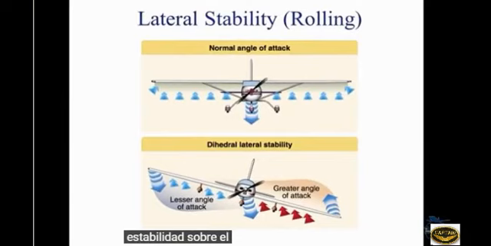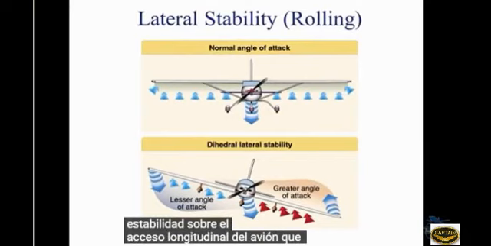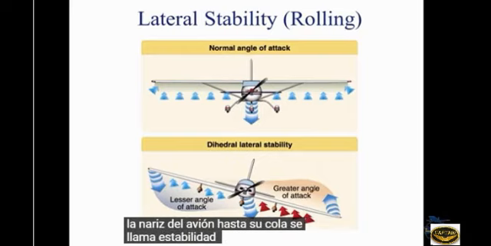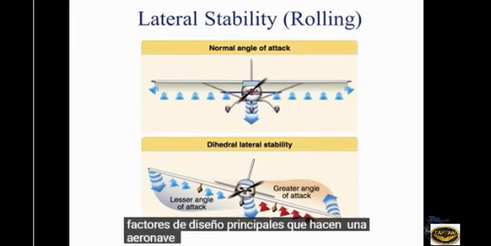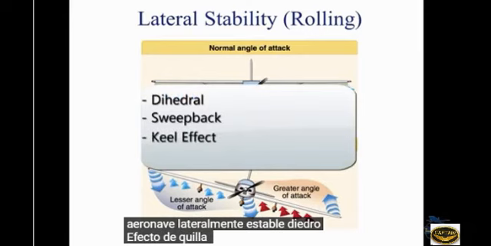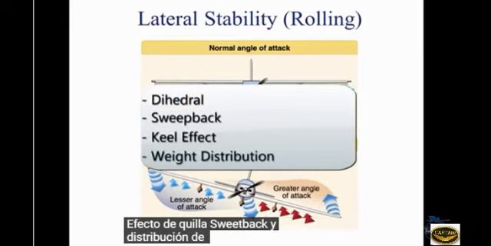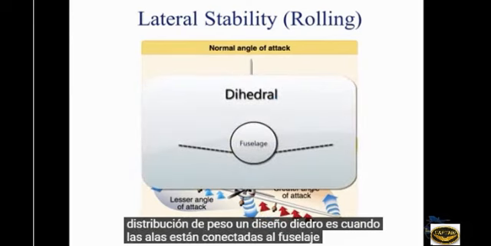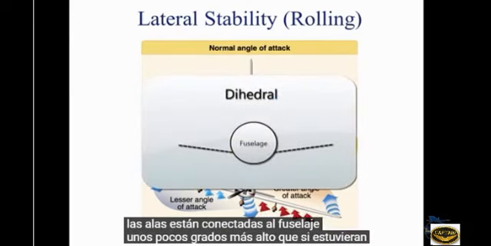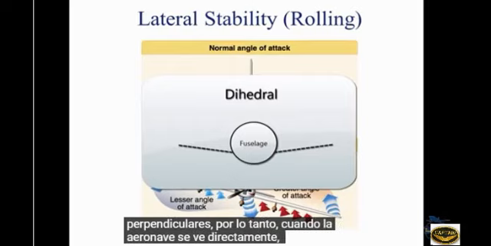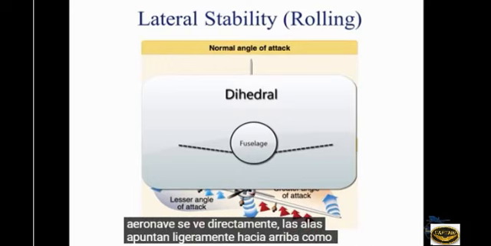Stability about the aircraft's longitudinal axis, which extends from the nose of the aircraft to its tail, is called lateral stability. There are four main design factors that make an aircraft laterally stable: dihedral, sweep back, keel effect, and weight distribution. A dihedral design is when the wings are connected to the fuselage a few degrees higher than from being perpendicular. Therefore, when the aircraft is viewed straight on, the wings point slightly upward like a V.